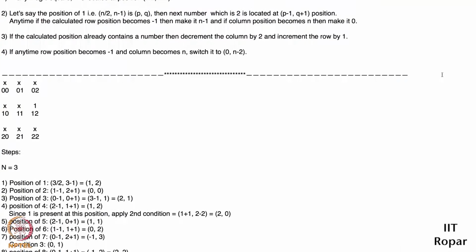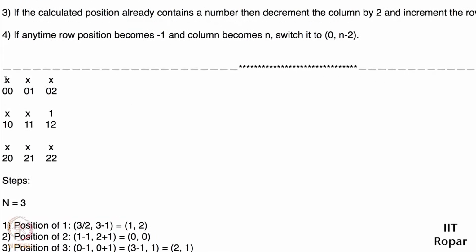So in the last video we saw the conditions which we can follow to find a magic square of any size n. Precisely, n should be odd. Let me help you with an example to use these steps to find a magic square for a 3x3 matrix. Now here I have created a 3x3 matrix.